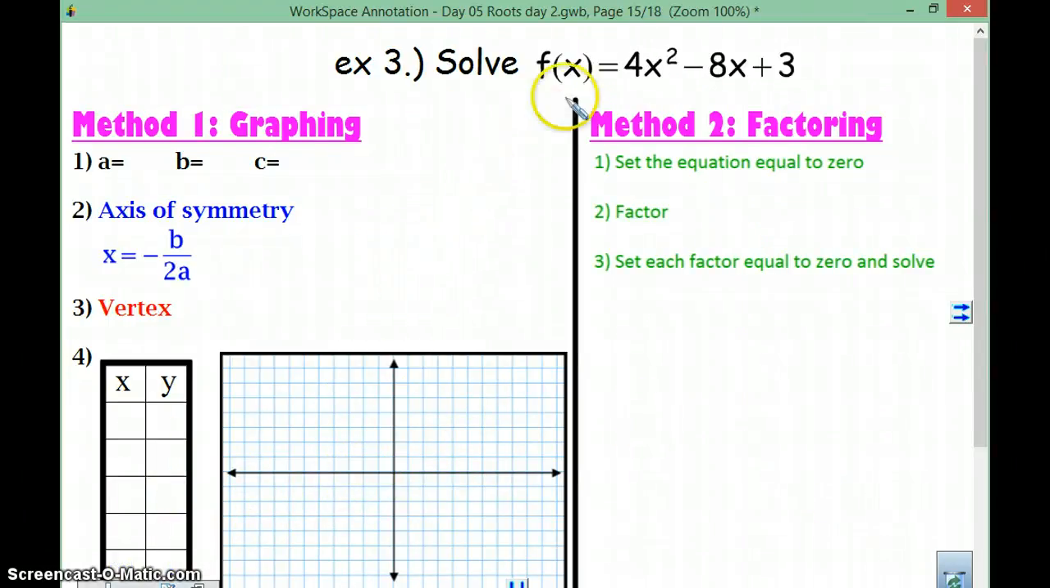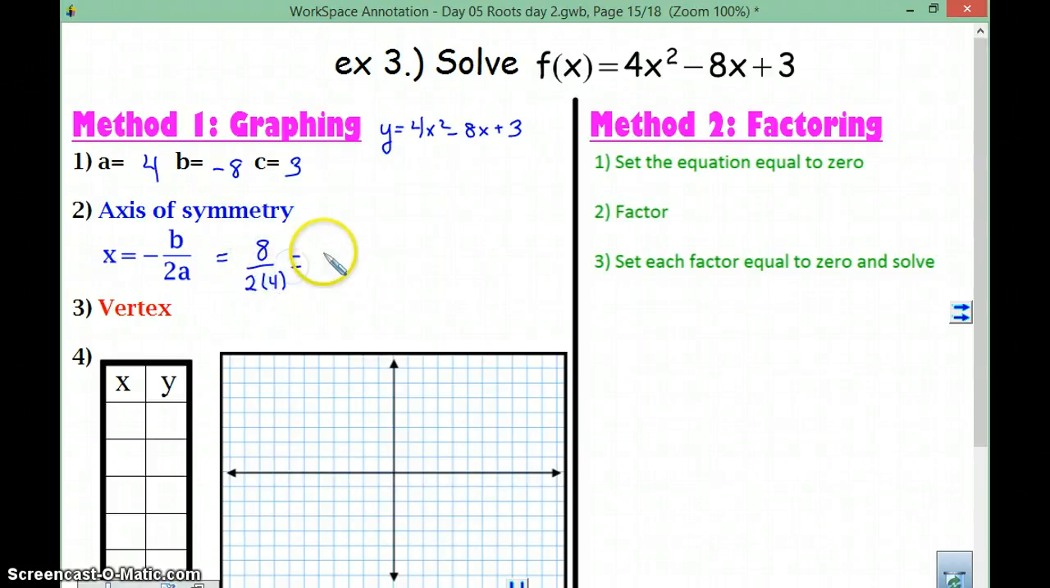Let's try this one. If it says f of x, is that the same thing as y equals? It is. Okay? So I can rewrite this as y equals 4x squared minus 8x plus 3. What's a? 4. What's b? Negative 8. What's c? 3. Axis of symmetry. Negative b. That would be opposite of negative 8 is 8 over 2 times 4. What does that equal? 1. So my vertex is going to have a 1 in it. And I'm going to put the 1 down here.